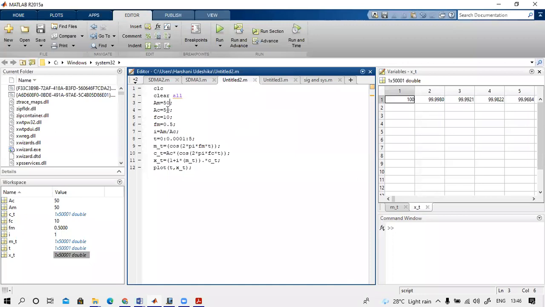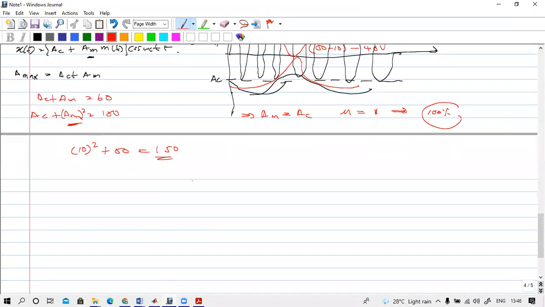If I choose this AC lower, so that AC is lower than the AM, what happened? Okay, so here I get AC as 10 and AM as 50. So what is the mu? Mu is 50 divided by 10, okay, so it is 5. So the modulation percentage is 500. Okay, so this is the over modulation. Let's see what happened.